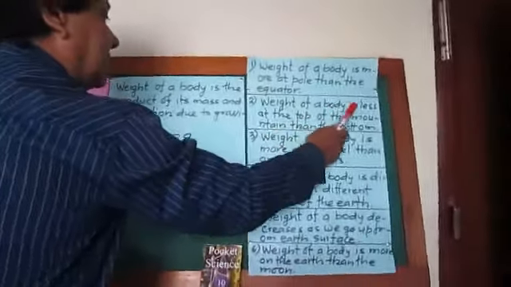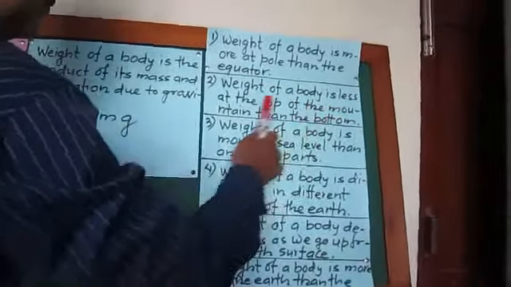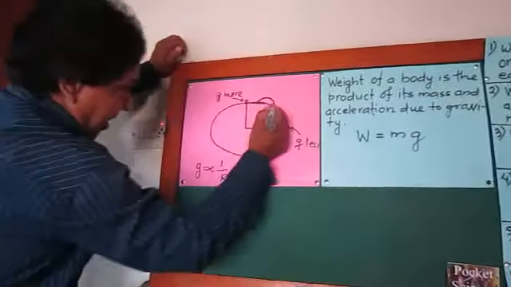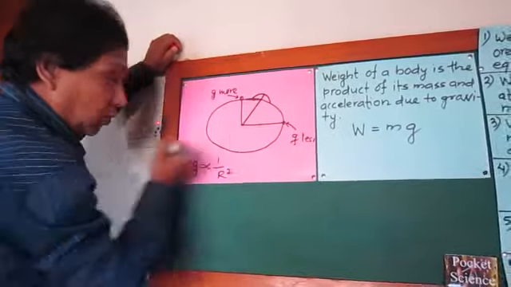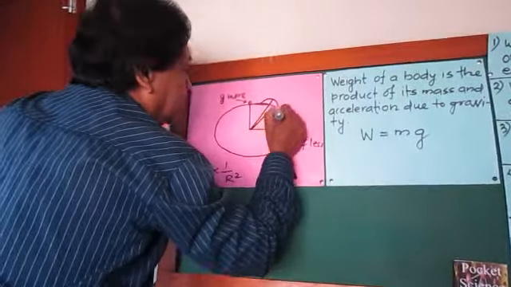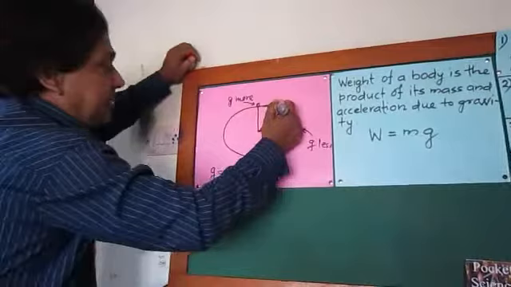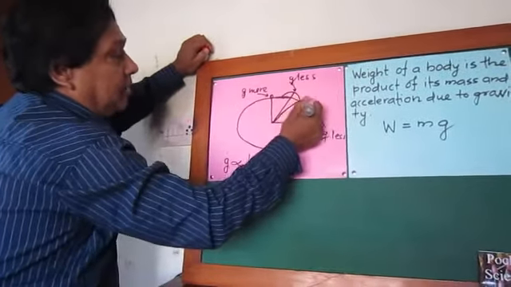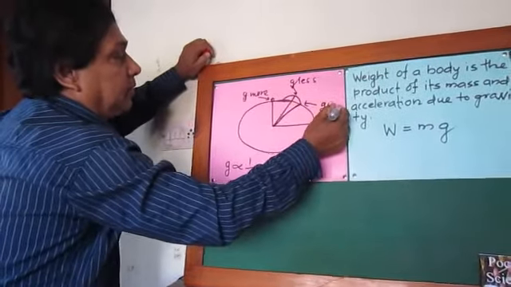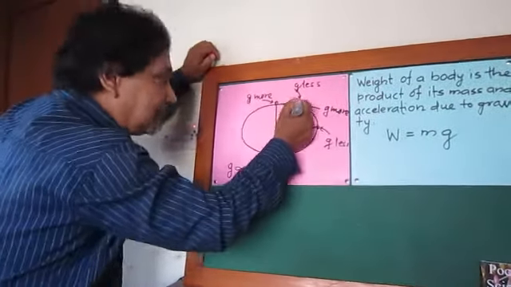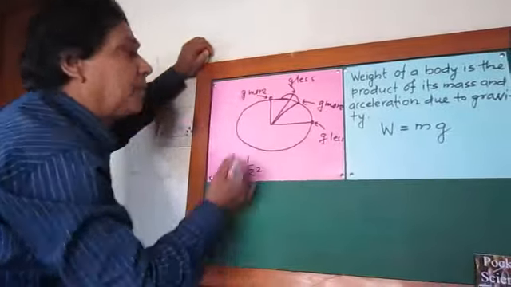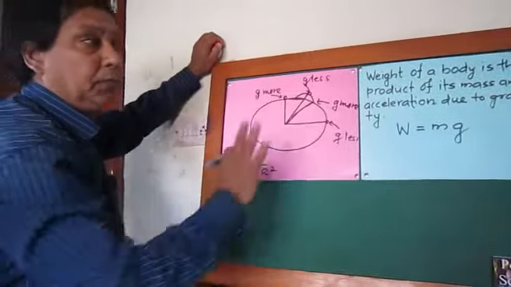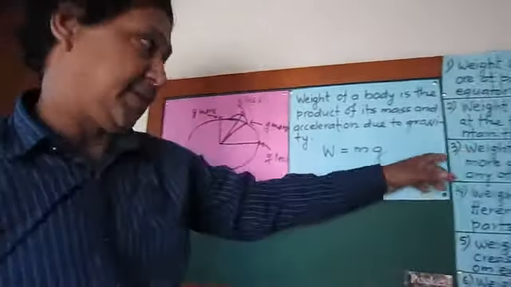Weight of a body is less at the top of the mountain than at the bottom. Let's say there is a mountain, and the radius of the earth at the top of the mountain is more, but at the bottom of the mountain the radius is less. Since radius is more at the top, g will be less, and at the bottom g will be more. If radius is more at this place, g is less, and the product of mass and g, that is weight, will also be less at the top of the mountain. Let's talk about the third fact.